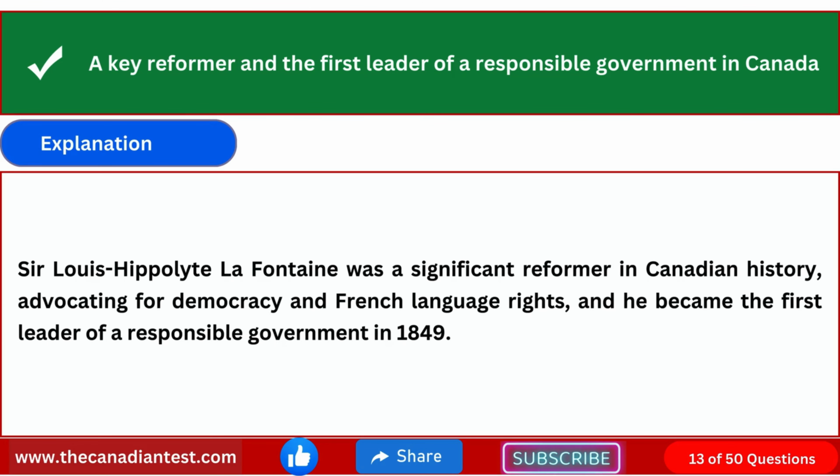The correct answer is a key reformer and the first leader of a responsible government in Canada. Explanation: Sir Louis Hippolyte Lafontaine was a significant reformer in Canadian history, advocating for democracy and French language rights, and he became the first leader of a responsible government in 1849.